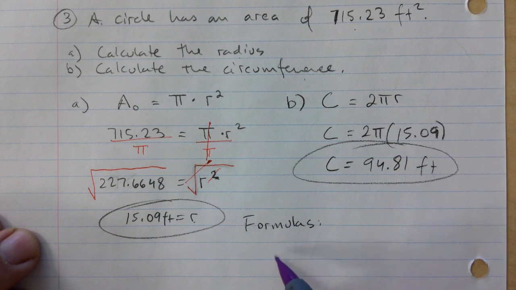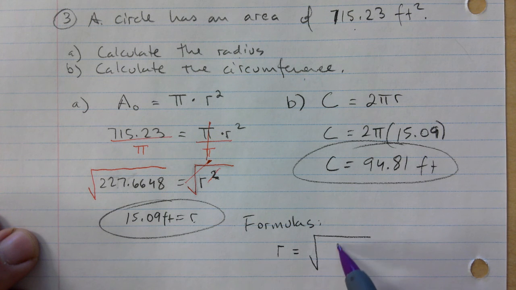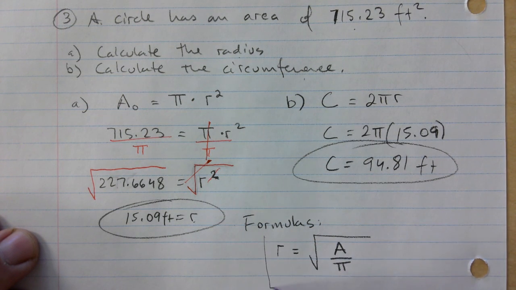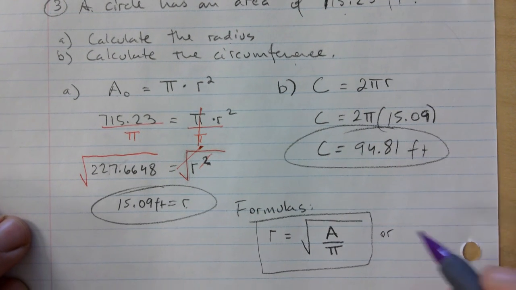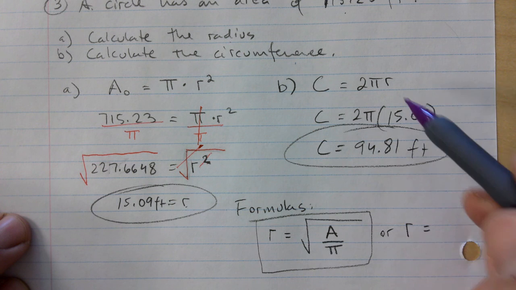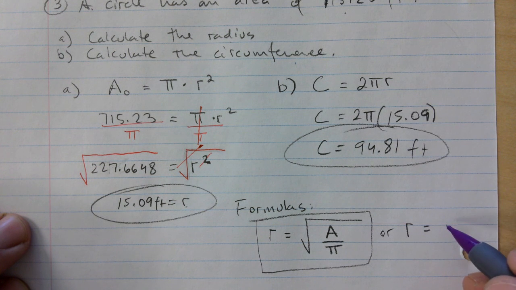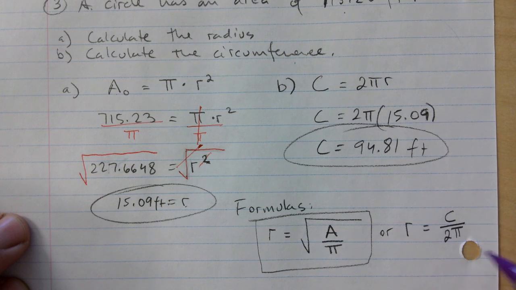Formulas. Radius is always the square root of area divided by pi. Simple as that. Or radius is also, if you were given the circumference, circumference divided by 2 times pi.